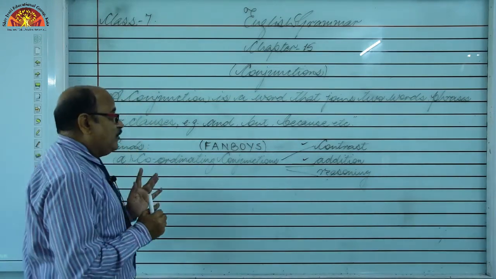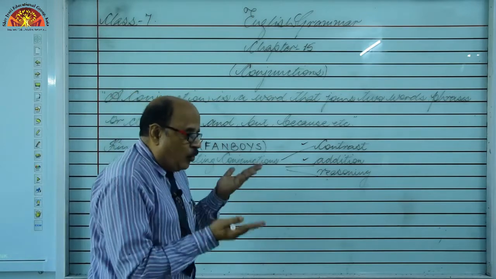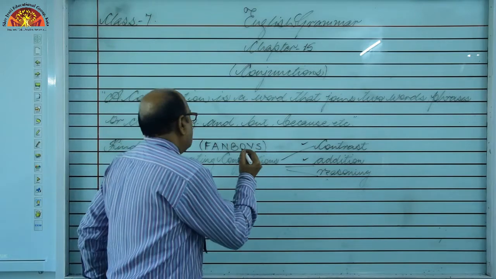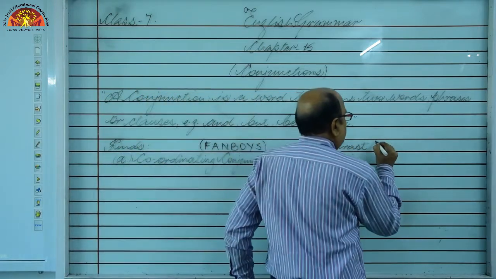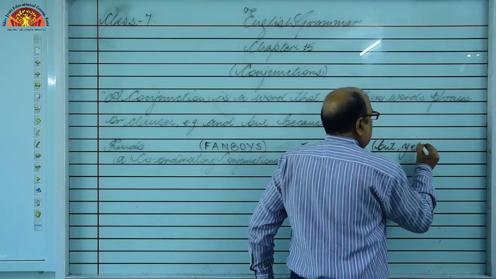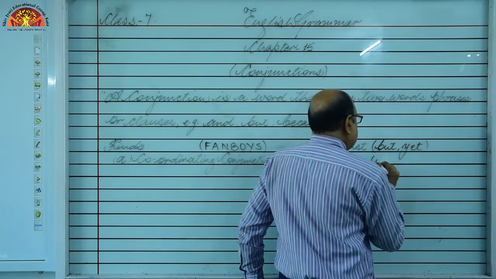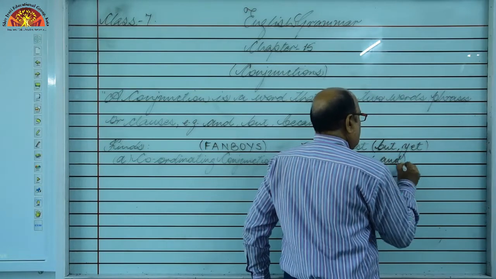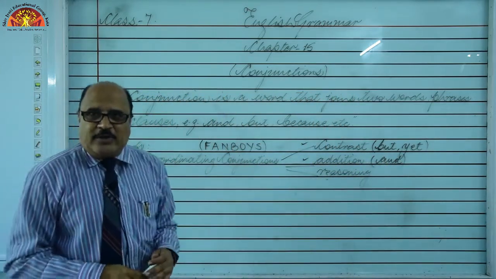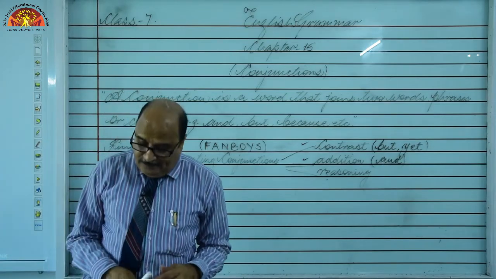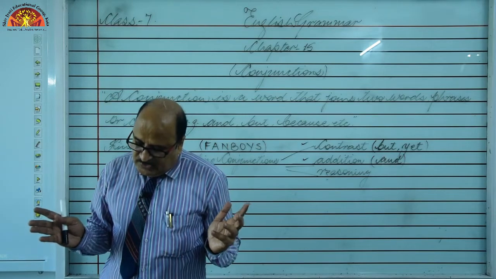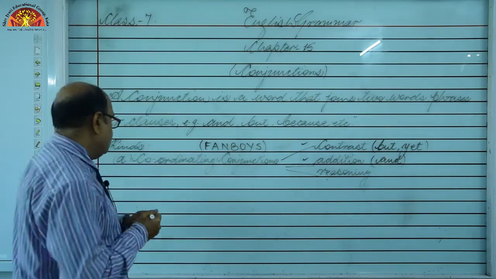And whenever two equal weightage sentences are joined, so they are known, look, contrast: but, yet; addition: and, right. So, have a look in your book, page 81, right. Zaira plays chess, her sister plays cricket.